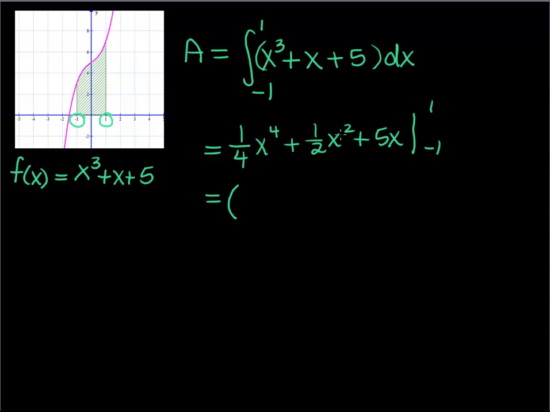So I think actually this one will be pretty easy to do. Let me show you how we'll do this. So I'm going to plug in a 1. Obviously, 1 to the 4th is 1. 1 squared is 1/2. 5 times 1 is 1.